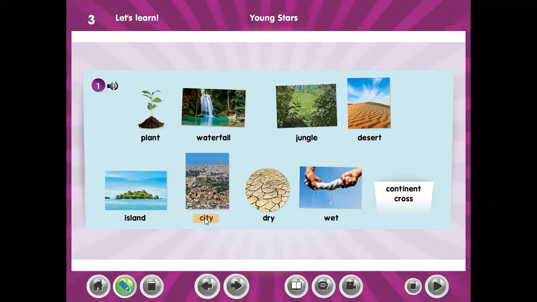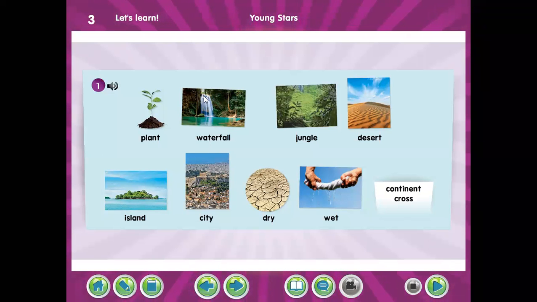Continue, please. City, city. Dry, dry. Dry, remember? Wet, wet. Continent, continent. Cross, cross. Plant. You know what is plant? Is the picture. Okay, that's plant.